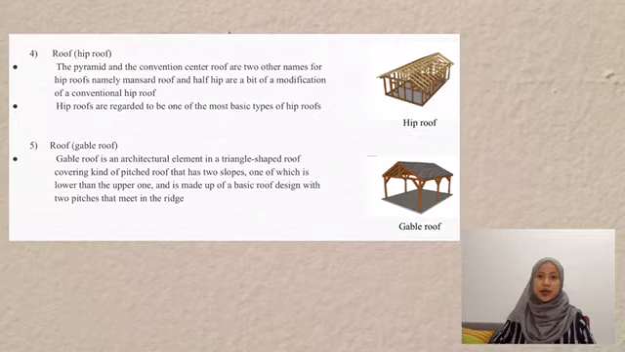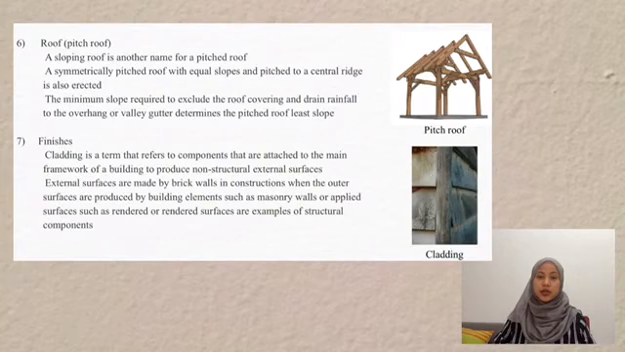Second is gable roof. Gable roof is an architectural element in a triangle-shaped roof covering, a kind of pitch roof that has two slopes, one of which is lower than the upper. The upper one is made up of a basic roof design with two pitches that meet in the ridge. Pitch roof. A sloping roof is another name for a pitch roof. A symmetrically pitched roof with equal slope and pitch to a central ridge is also erected. The minimum slope required to exclude the roof covering and drain rainfall to the overhang or valley gutter determines the pitch roof least slope.